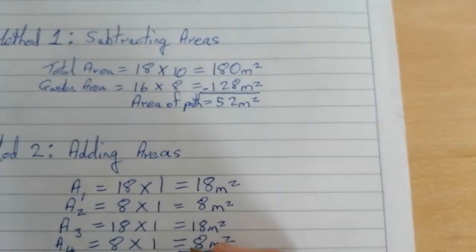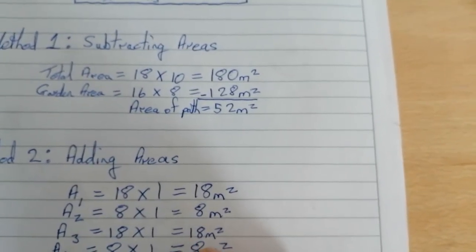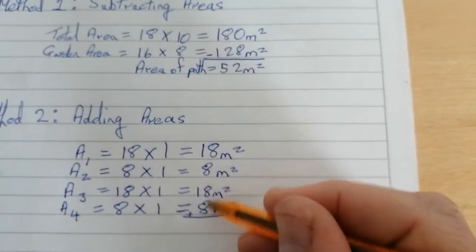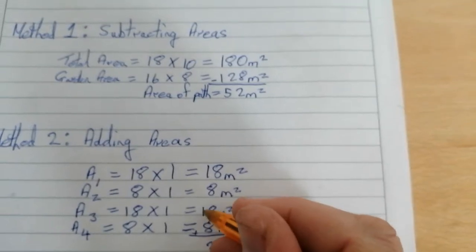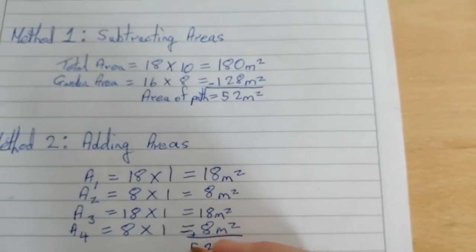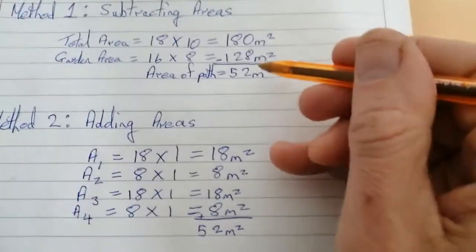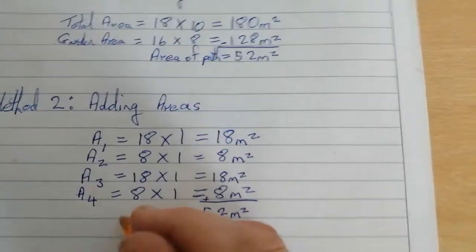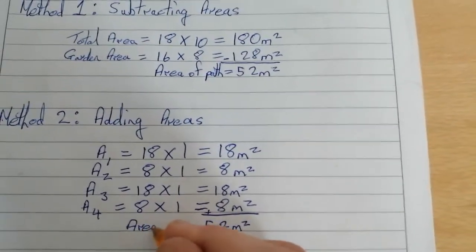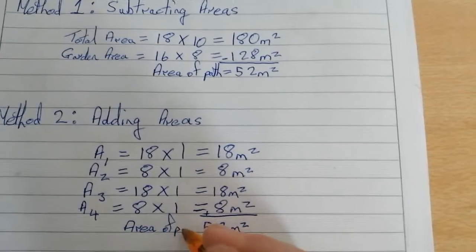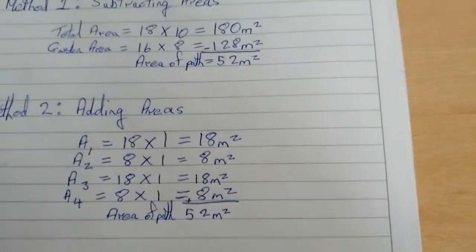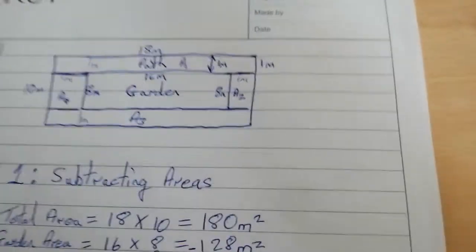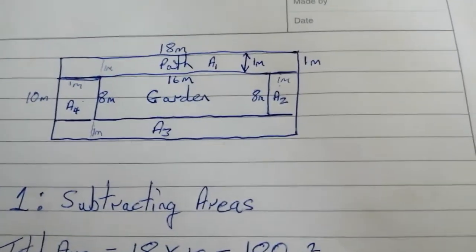And now instead of subtracting any areas, we're going to be adding. So taking the 4 of them together, 4 8s are 32, and 3 left over, so 3, 4, 5, it's 52 meters squared, the same answer as we got up here. So we'll write again, area of path, 52 meters squared.